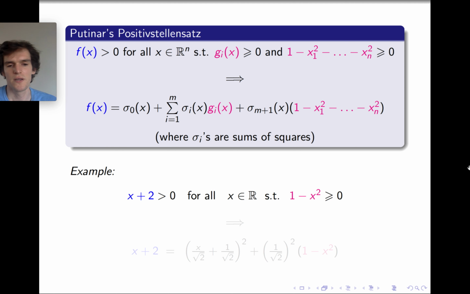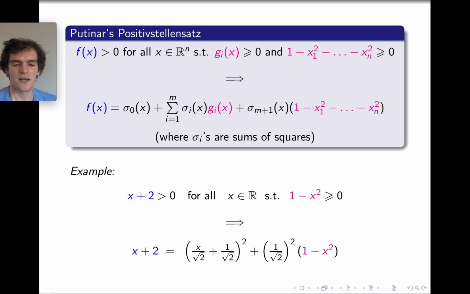Okay, so let me show you an example. Say we take x plus 2, and that is going to be positive for all x such that 1 minus x squared is non-negative, right? Because basically x has to be between minus 1 and 1 in that case, and so x plus 2 is always positive. According to this theorem, and we check here, x plus 2 is written as this square plus a square times the constraint. So this square is this sigma 0, and this square here is this sigma n plus 1.